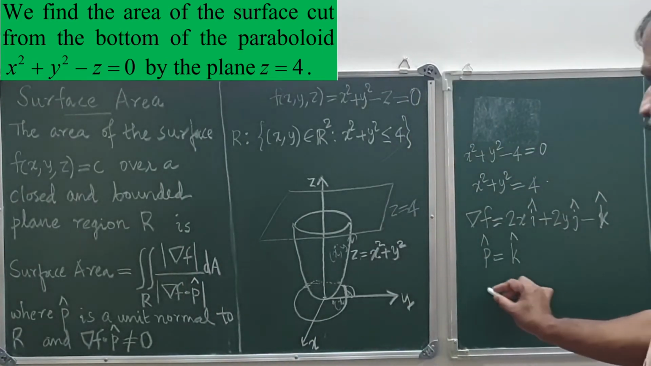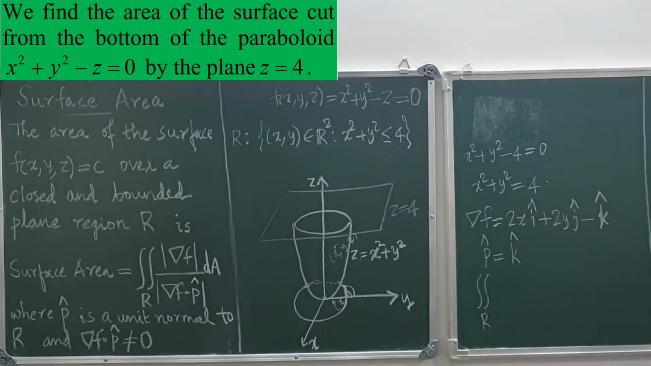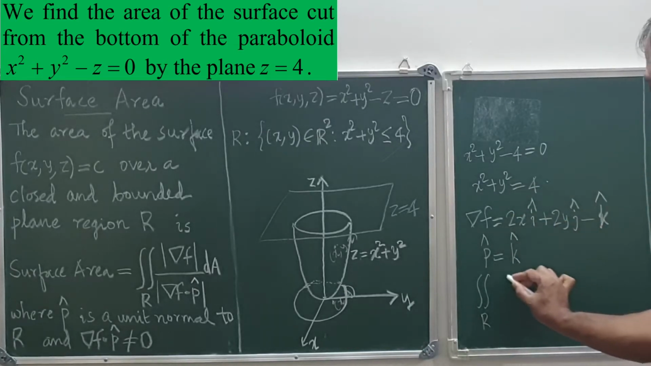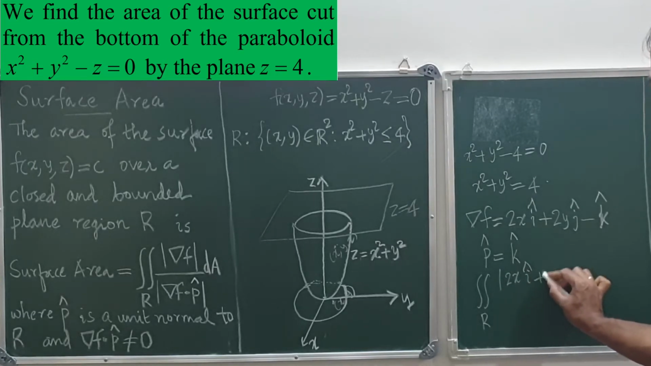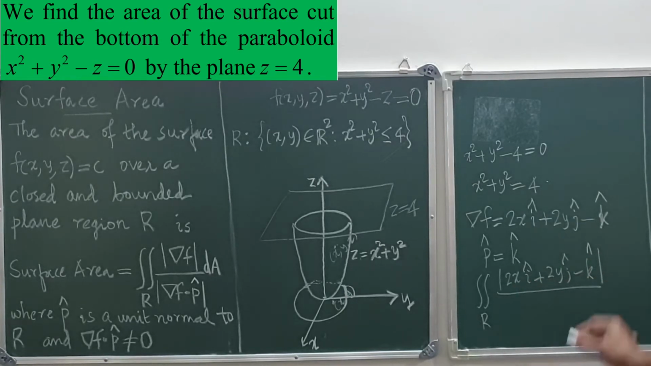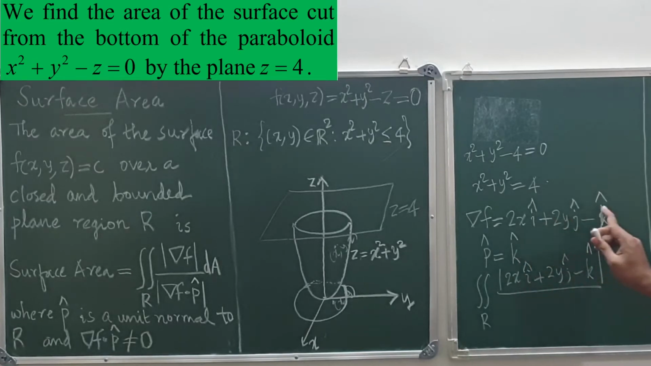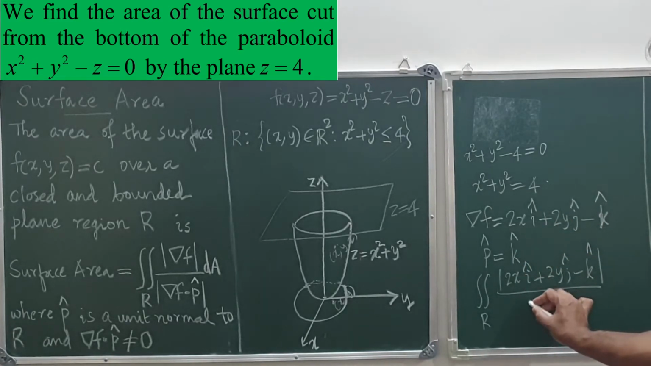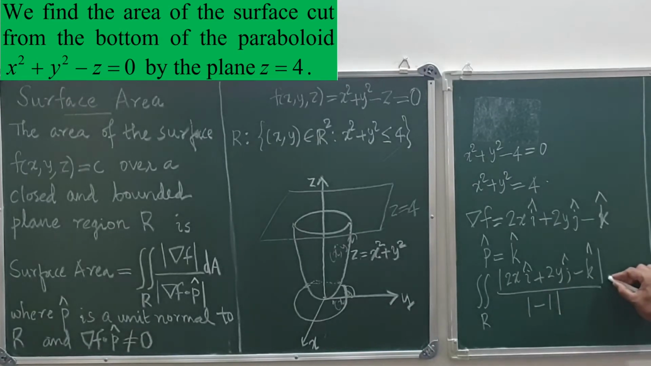So surface area is the double integral over R of the absolute value of grad f divided by the absolute value of grad f dot p, dA. So the absolute value of 2x i plus 2y j minus k, divided by grad f dot p. What is p? p is k. So grad f dot p becomes i dot k is 0, j dot k is 0, k dot k is 1. So this is negative 1. So magnitude of negative 1, dA.